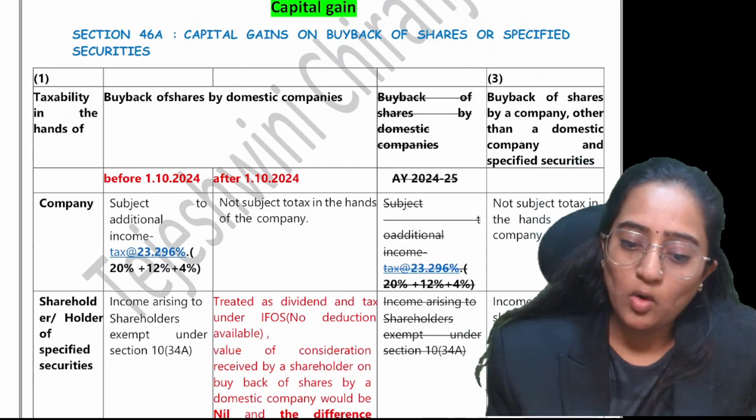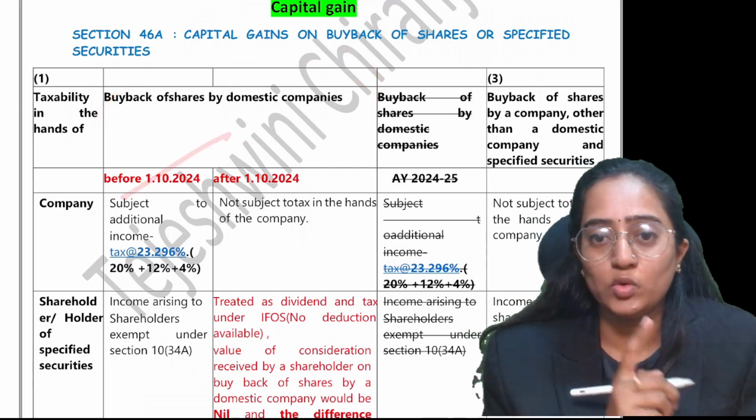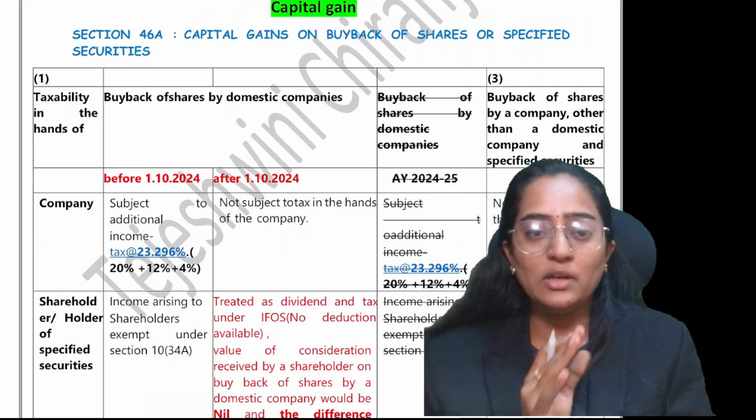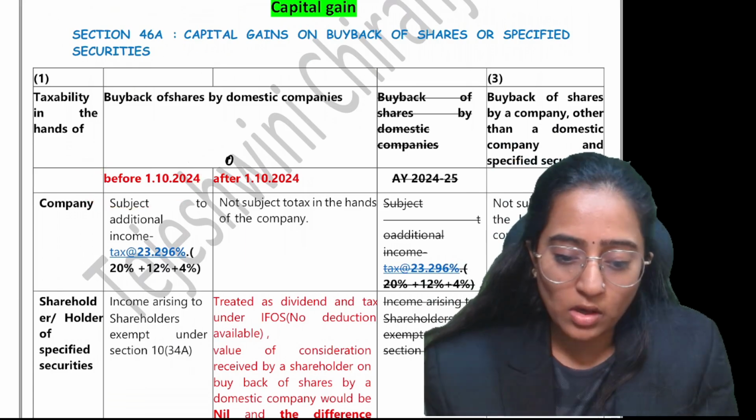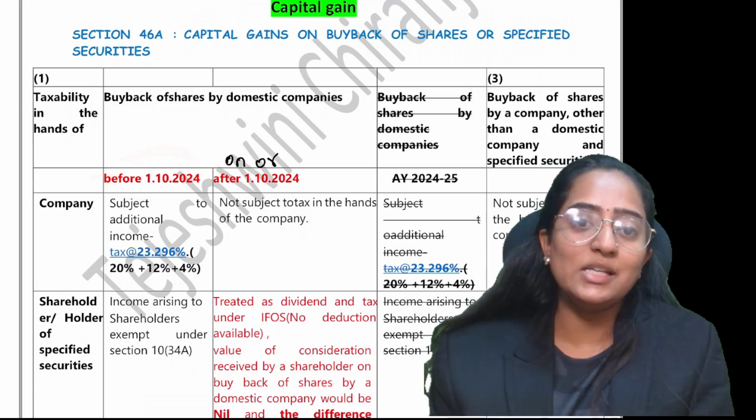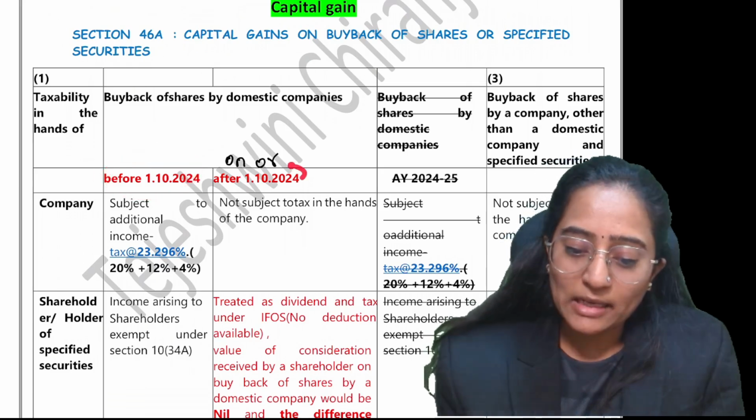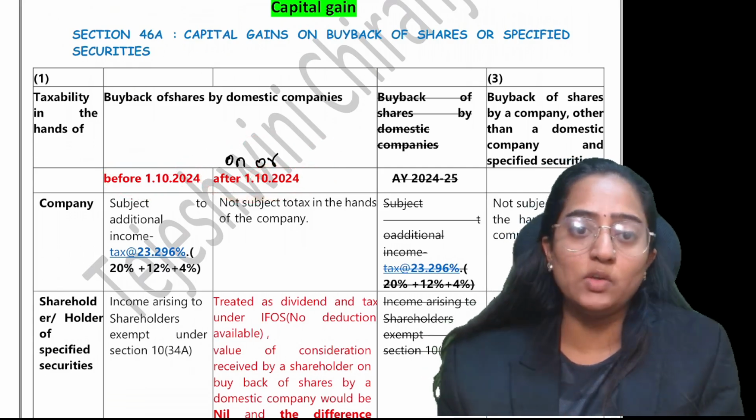See, remember this point: if the buyback of the shares by a domestic company happened before 1/10/2024, this was the earlier position. Exactly 1/10/2024 is included in the later date, that is, on or after 1/10/2024.